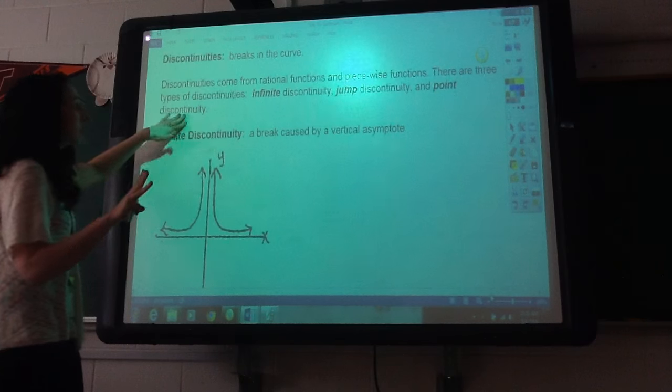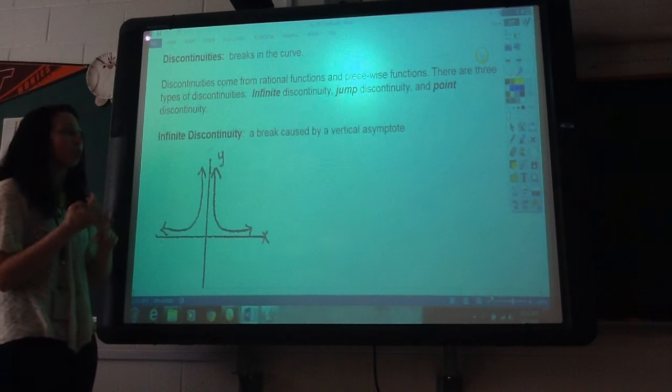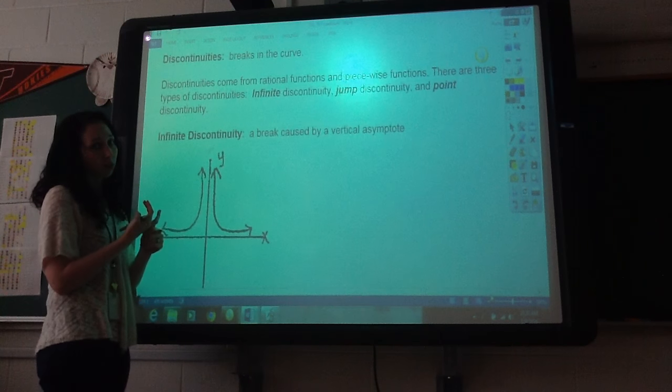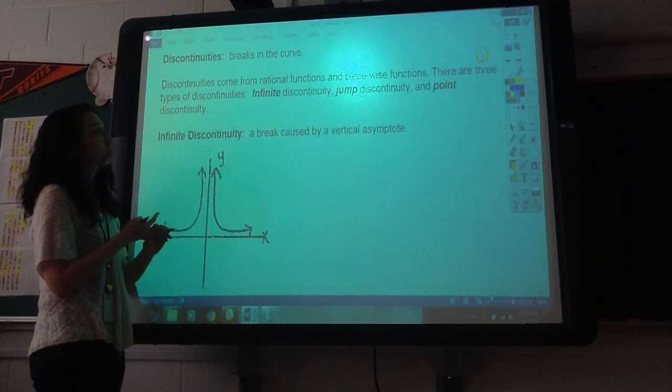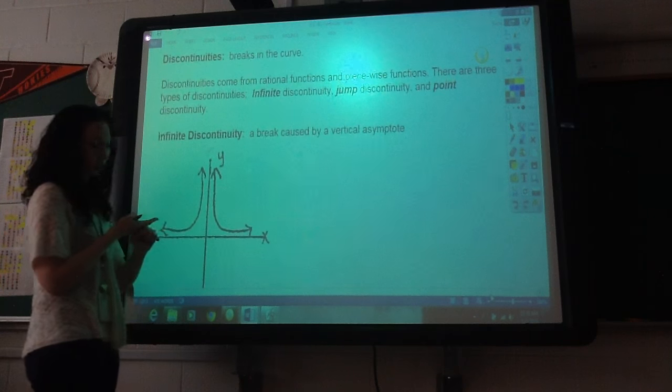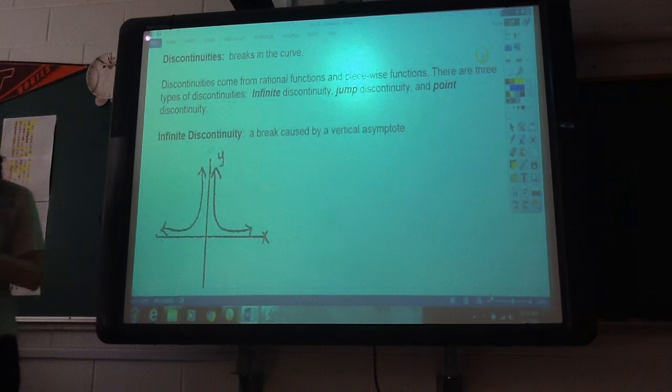There are three types of discontinuities that we're going to talk about. One is called an infinite discontinuity. The next is called a jump discontinuity. And the last one is called a point discontinuity. So we're going to start by talking about the infinite discontinuity.